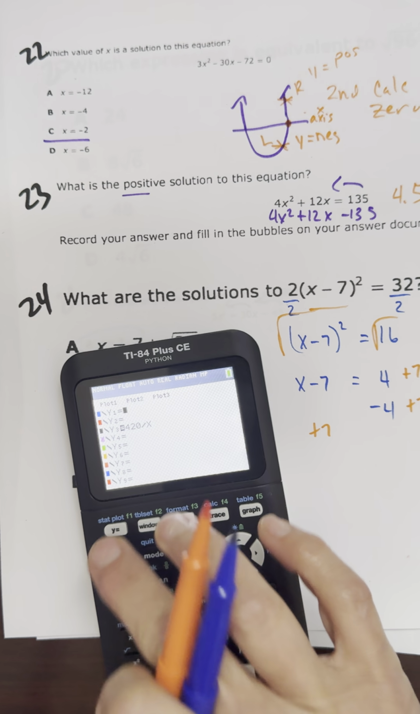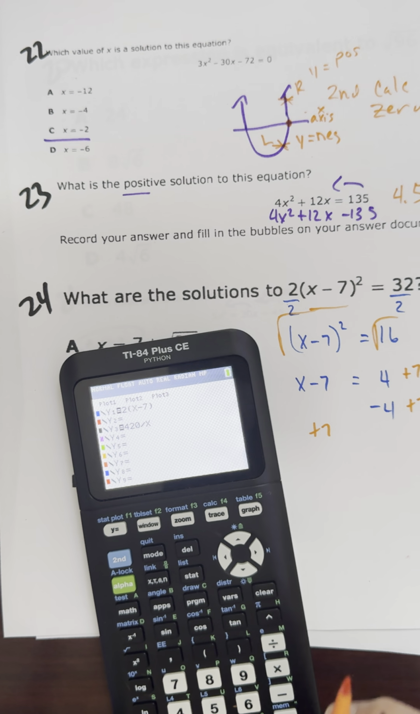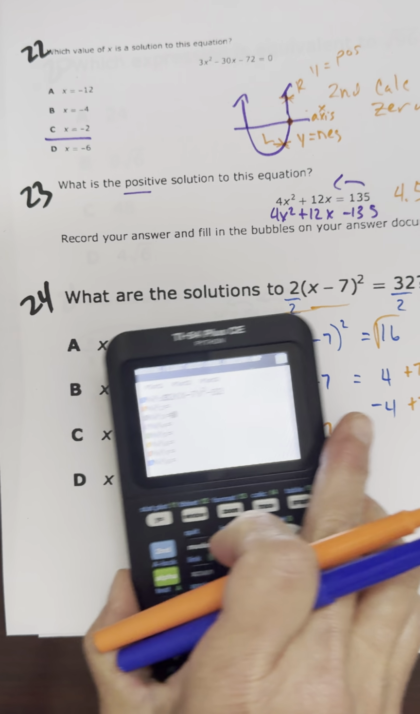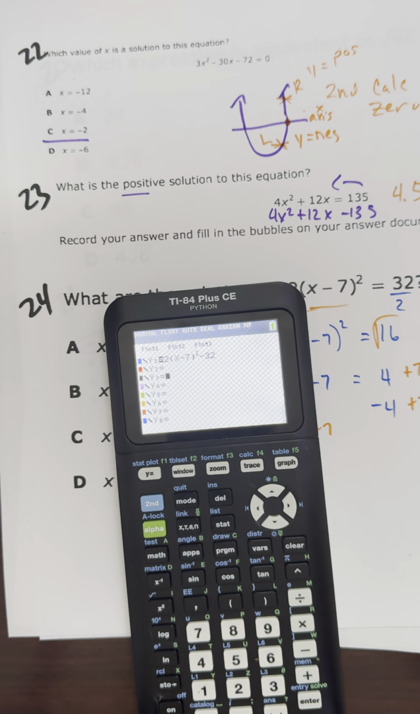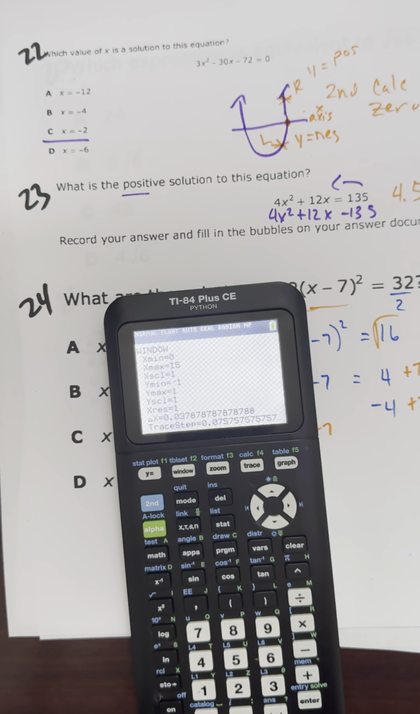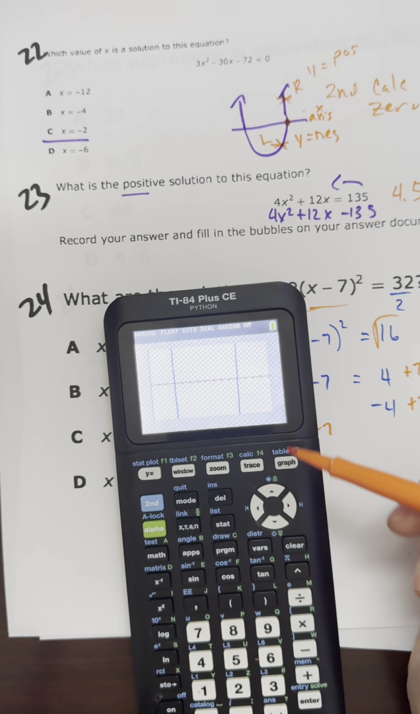So again, quickly, we have 2x minus 7 squared. And again, the 32 goes on the other side. So minus the 32. Delete. And to be able to see the answer, I need to be able to see when x equals 3 and 11. So I'm going to go to my window, and I'm going to change that to 15. And there's 3, and there's the 11. So 15, 14, and so on.